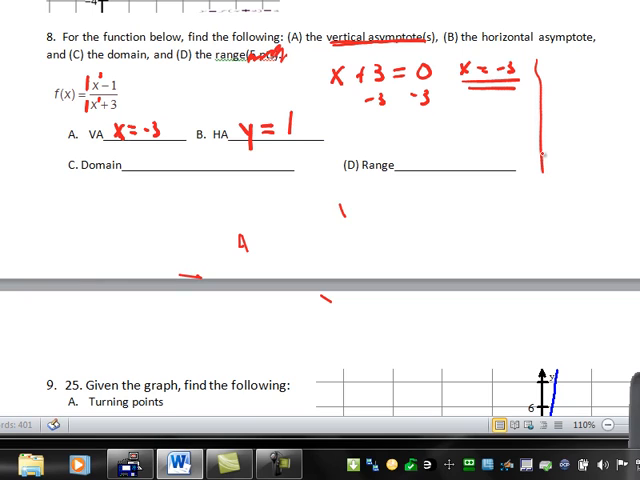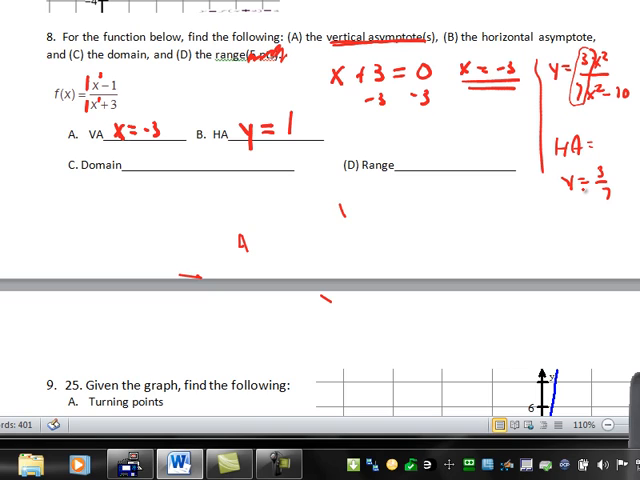Let me give you another quick example. What if we have y equals 3x squared over 7x squared minus 10? What would my horizontal asymptote be? The exponents are the same, and so my horizontal asymptote is just y equals 3/7. Make sure you put y equals, don't just put 3/7 there.